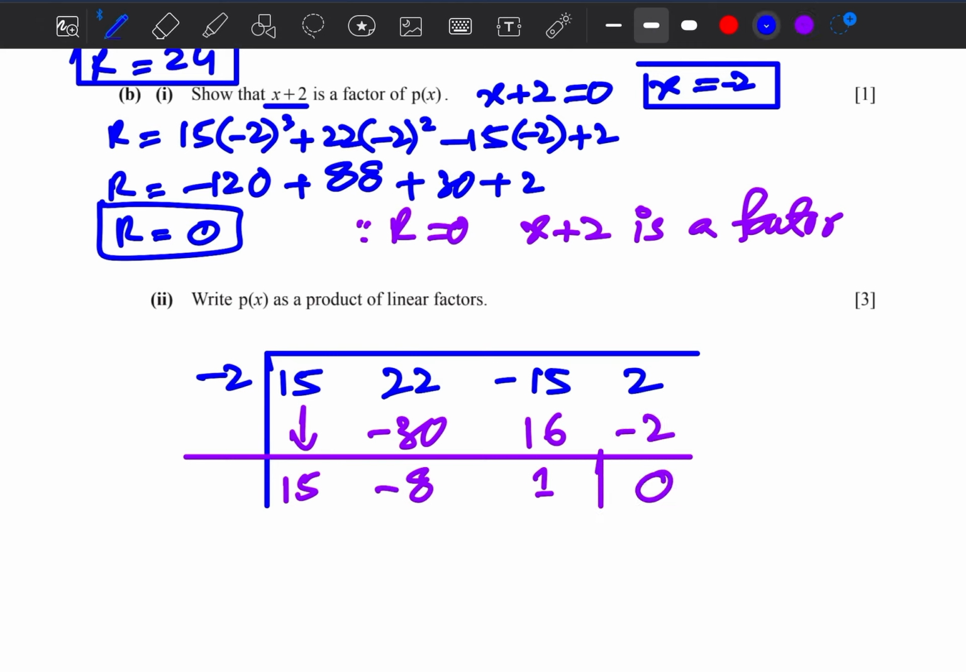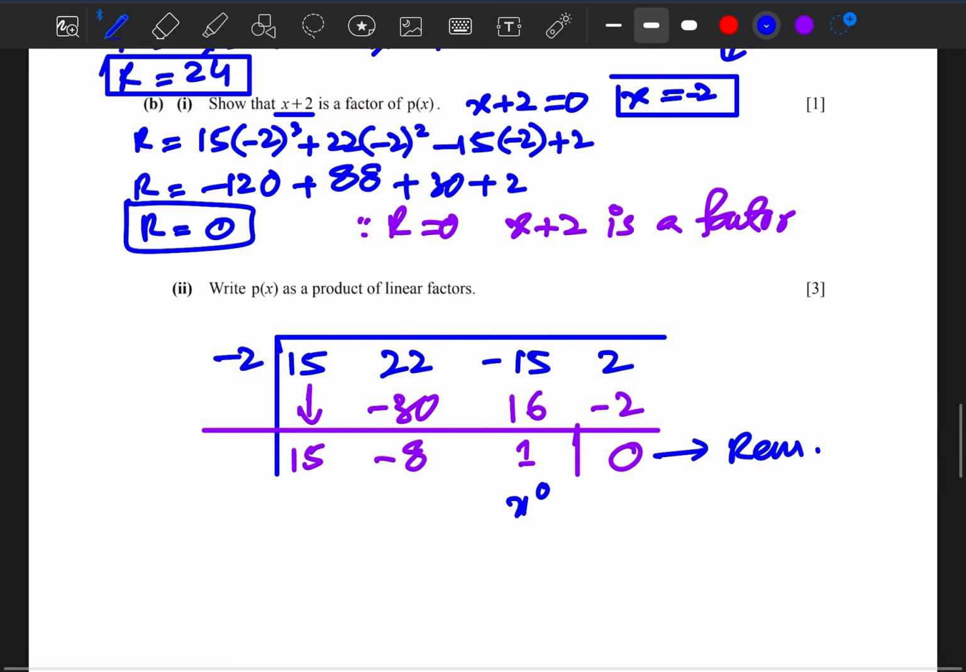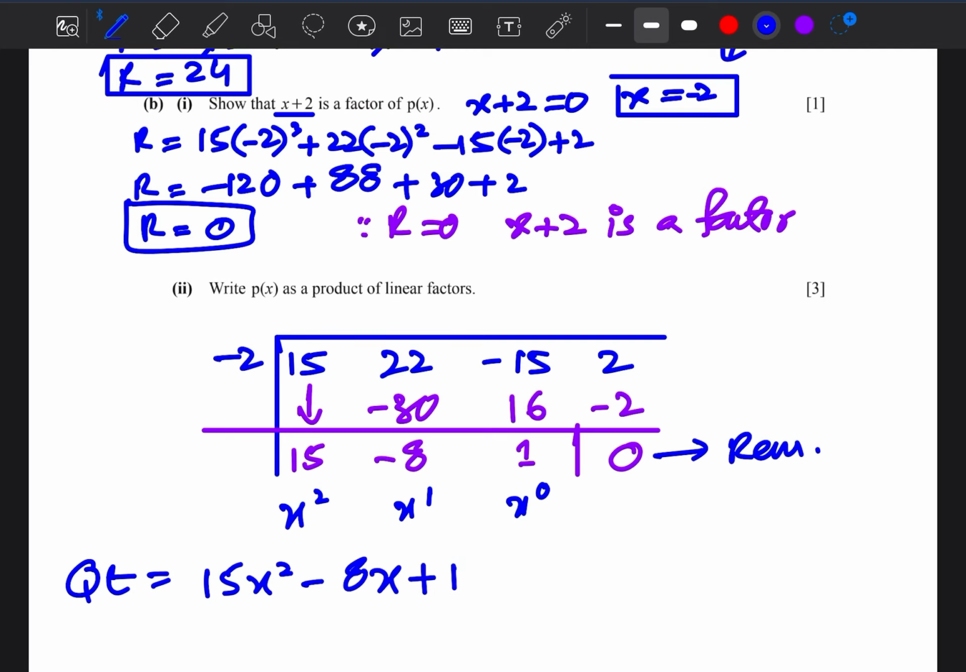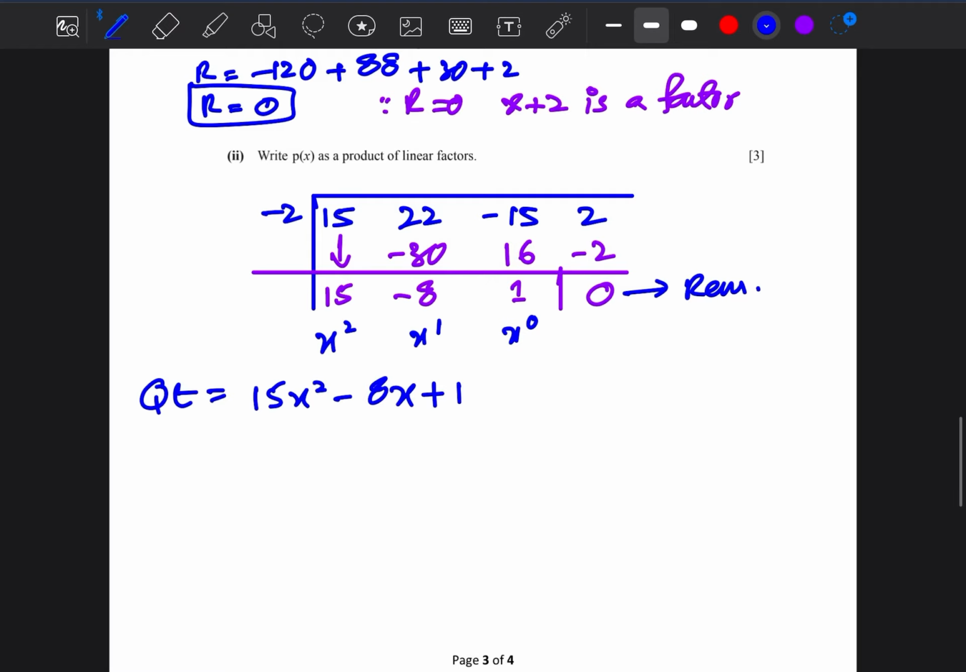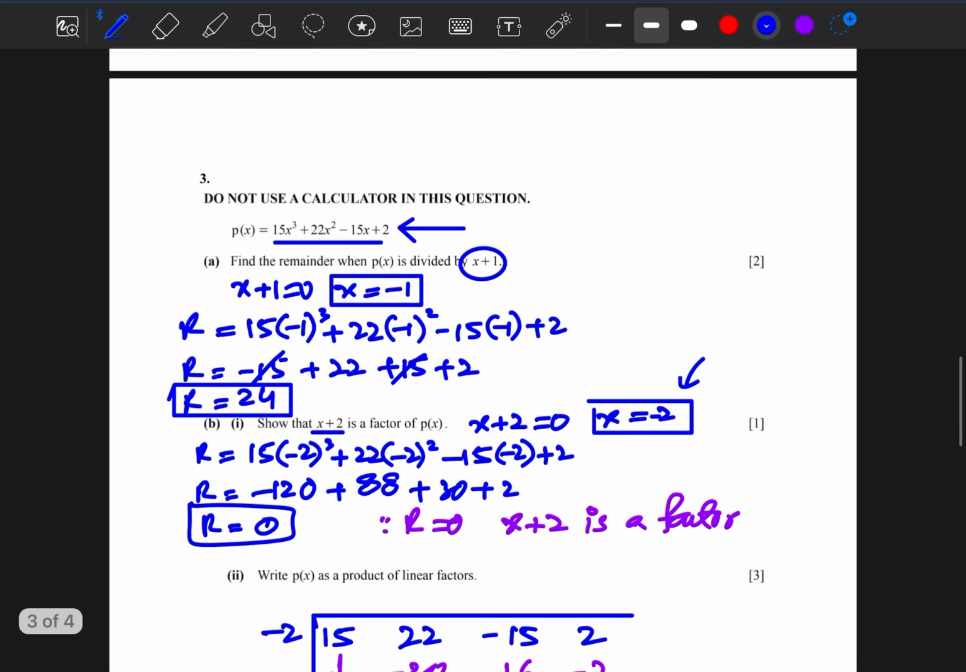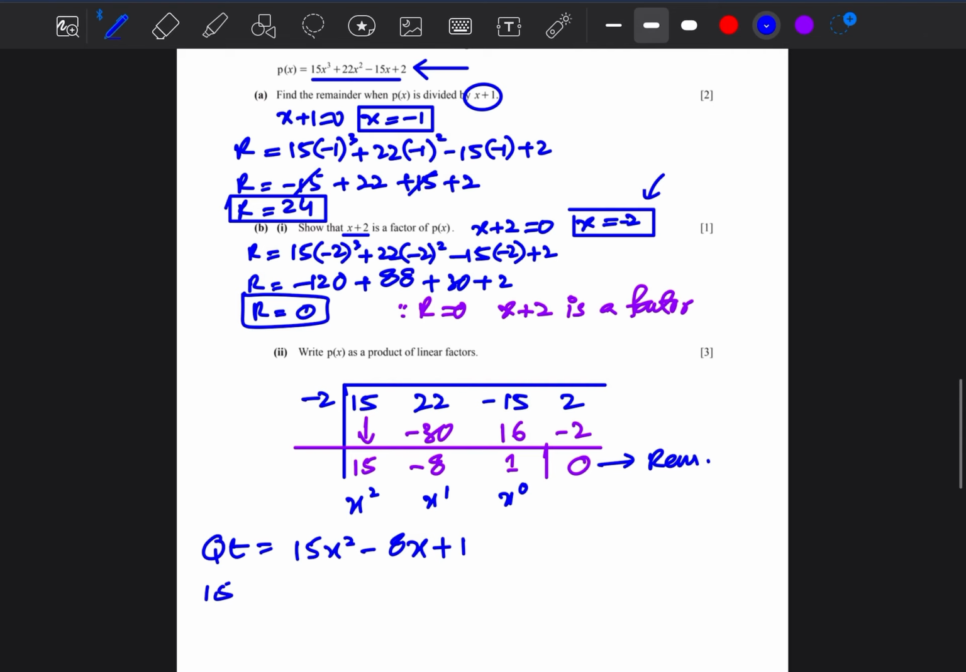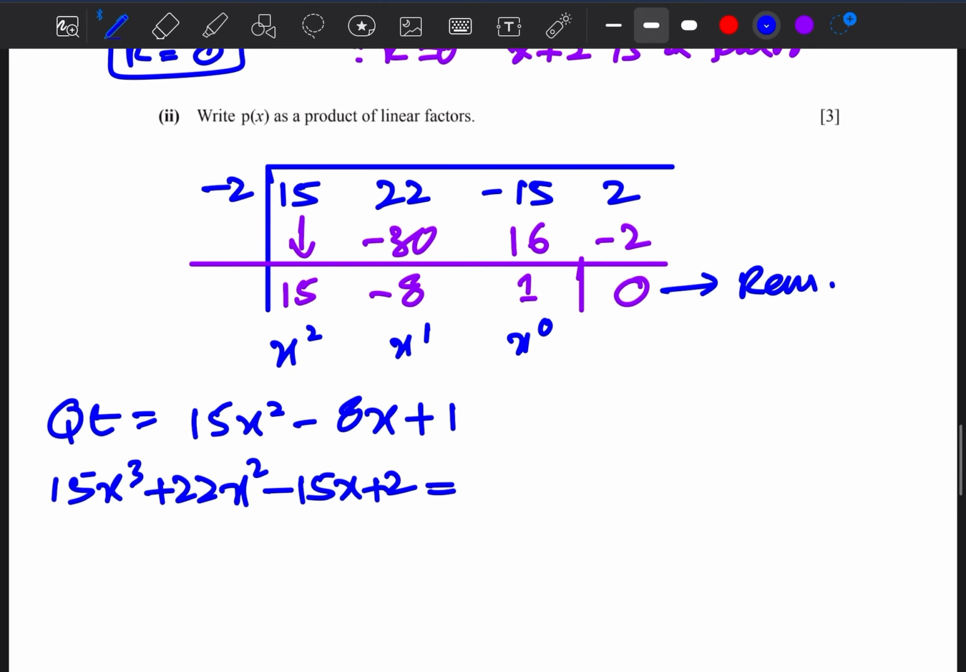0. The last thing over here is the remainder, which is obviously going to be 0 because we are dividing with a factor. Now this is x power 0, x power 1, x power 2. Now 15x squared minus 8x plus 1. This is your quotient here. The quotient is the other factor. So you can say 15x cubed plus 22x squared minus 15x plus 2 can be written in factorized form: x plus 2, one of the factors, and the other factor is 15x squared minus 8x plus 1.